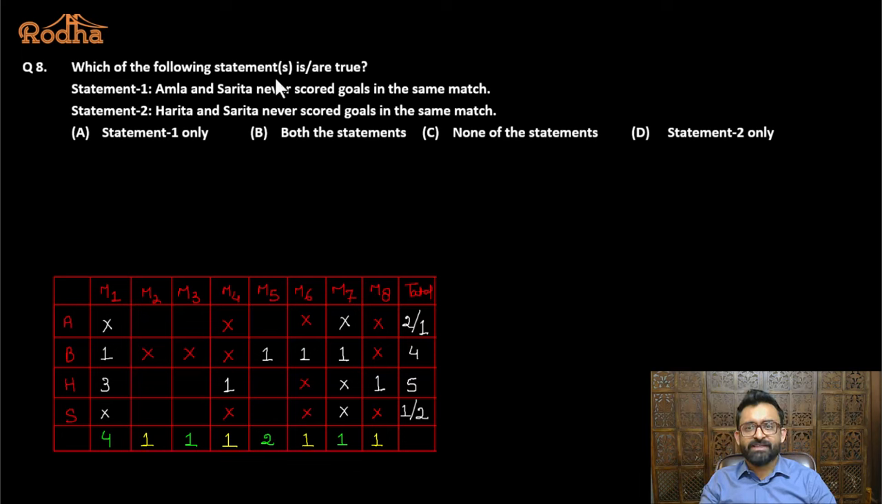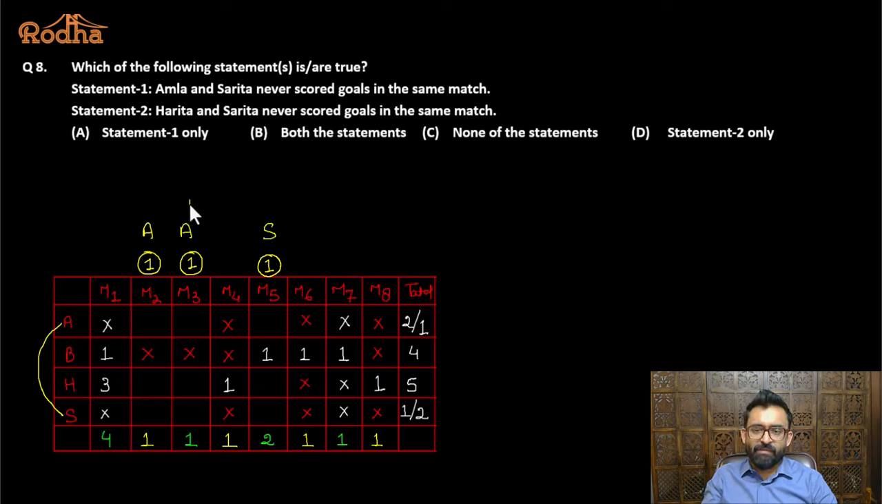Question number 8. Which of the following statements is true? Amala and Sarita never scored goals in the same match. Amala has to score, let's say, 2 goals and Sarita has to score 1 goal. What I can definitely conclude is that 1 goal is to be scored in this match, 1 in this match, and 1 in this match, because out of 2 goals, 1 is already scored by Bimala. So these 2 people are going to score 3 goals, in 3 different matches. Either Amala is scoring here and here, then Sarita will score here, or Amala is scoring here, Sarita will score here. In either case, they are not going to make a possibility where they are scoring goals in the same match, because the total number of goals is 3 and the total number of matches is 3, so they have to score those goals in different matches. Fine. So that first statement is absolutely correct.